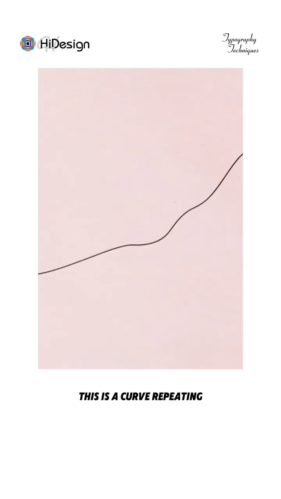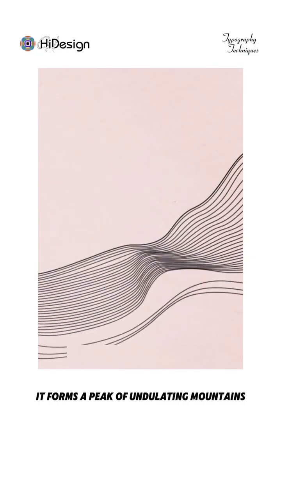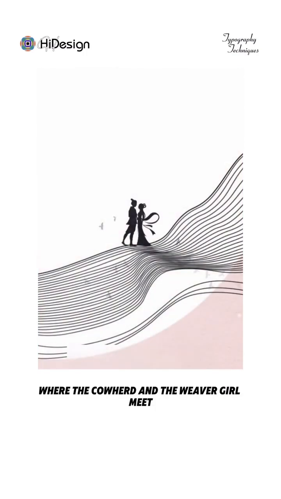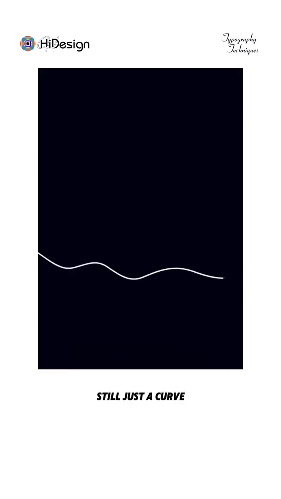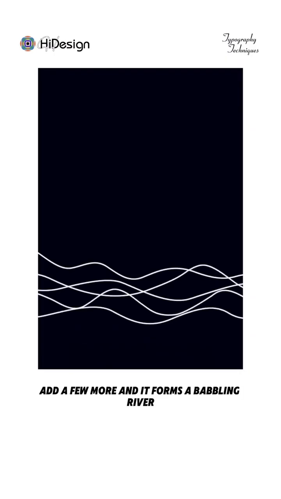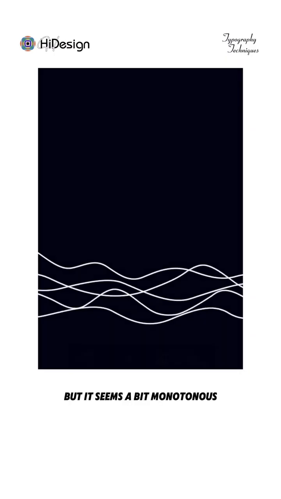This is a curve. Repeating it forms a peak of undulating mountains. Add 10,000 magpies connected end to end, and you have the magpie bridge where the cowherd and the weaver girl meet. Still just a curve. Add a few more, and it forms a babbling river. But it seems a bit monotonous.